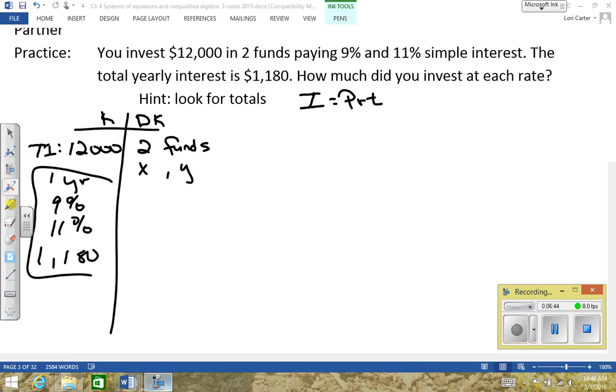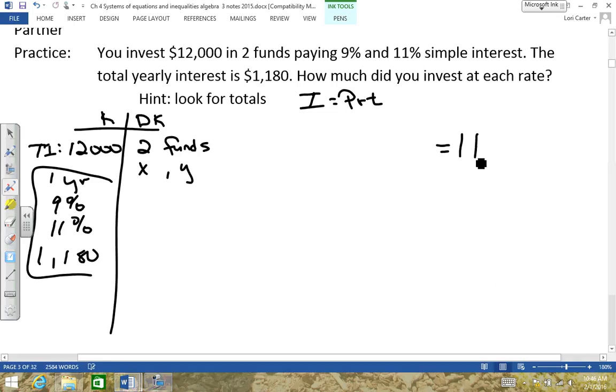Your totals tell you what they equal. So what's the first equation going to equal? One equation's going to equal $1,180. Why? What's 1,180? That's your interest. It's the interest from your bank.